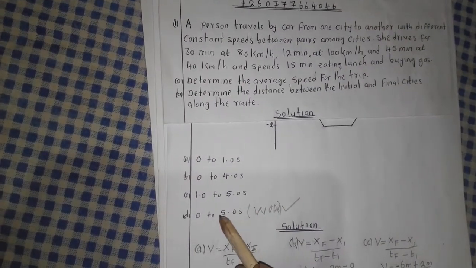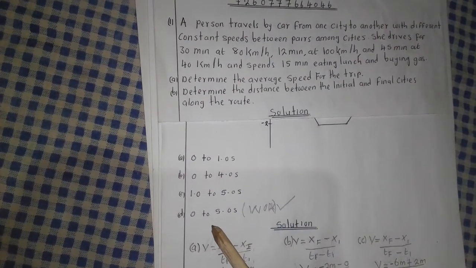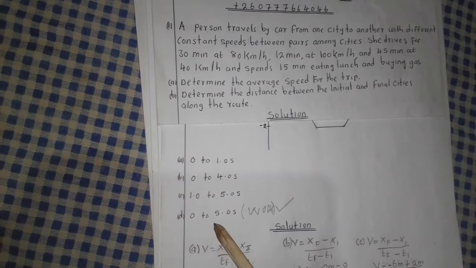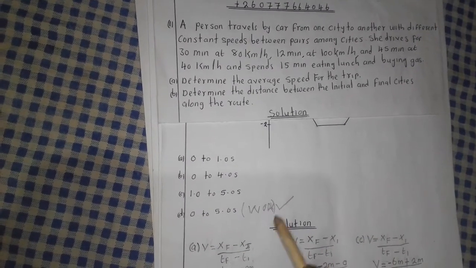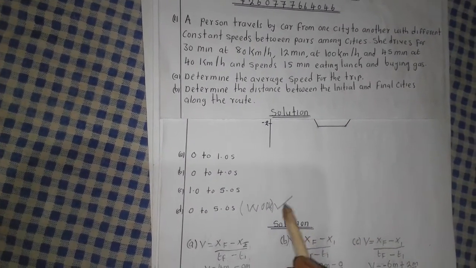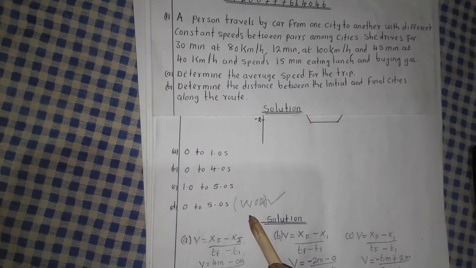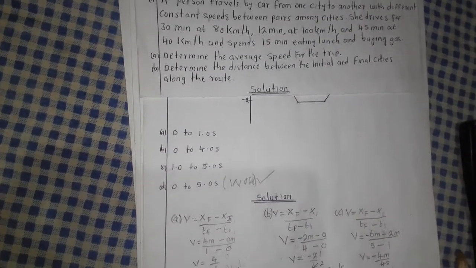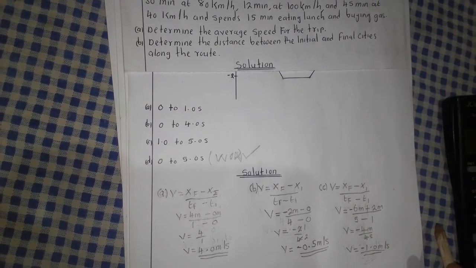So I've given you this question here. I want you to find the average speed from 0 to 5 seconds. Make sure that you inbox me this answer and I will be able to give you the response that you need.